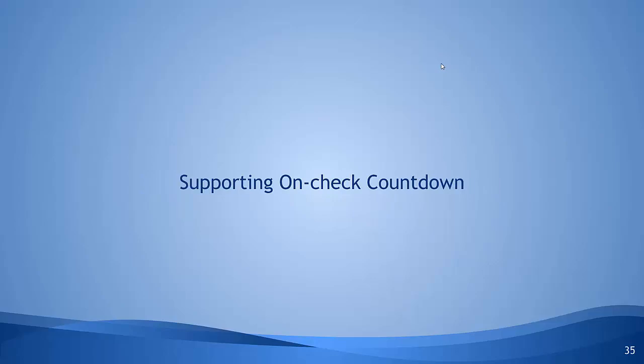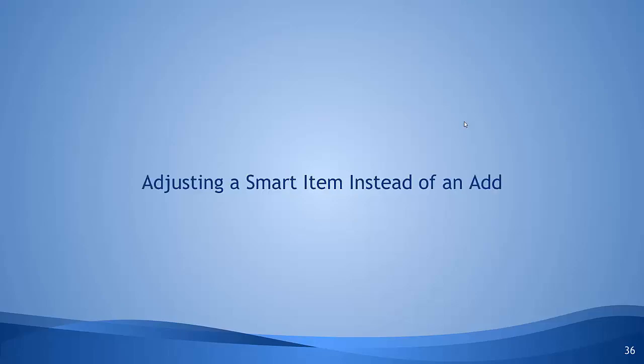Supporting on-check countdowns. So this is if we were to go back to my donuts again. This means if we go ahead and ringing in that dozen donuts, it can show us right on the screen how many remaining choices they have as we're ringing things in. So 3 more, 4 more. And this comes up again as we talk about modifiers in a little bit.